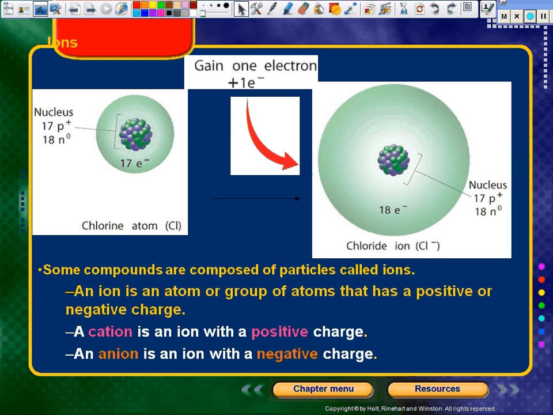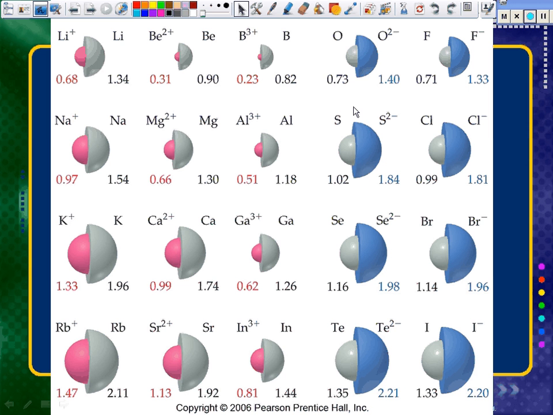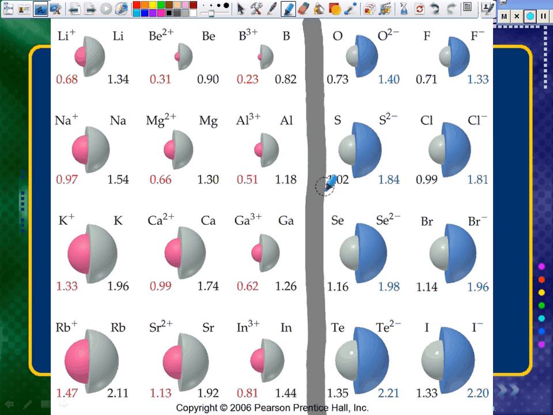Okay. All right, I do want you to do me a favor. In this picture, draw a line in between the pink and the blue orbs, and these are going to be the cations. And these are going to be the anions. Okay, so we have cations and anions.